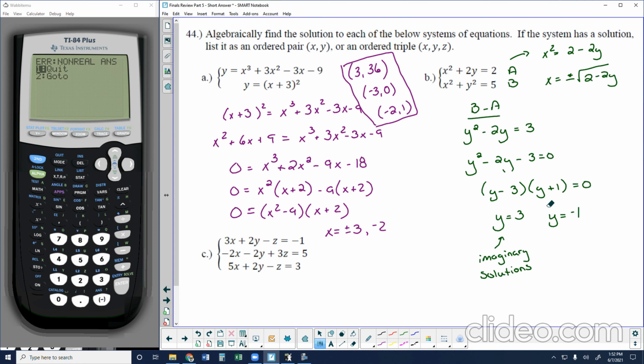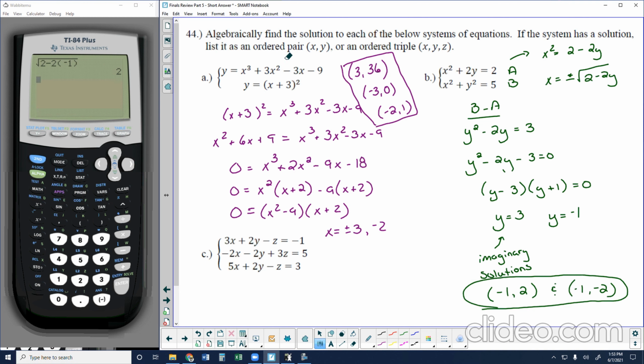And so I'm going to move on to y equals negative 1. So if I go ahead and go back to this equation, and now instead of 3, I substitute in a negative 1, I'm going to get plus or minus 2. Remember, there should be a plus or minus in front of the square root. So this would be negative 1, positive 2, and negative 1, negative 2. So if you were to graph these two, you would notice only two intersections. Yes, y equals 3 is a solution, but it's going to give us imaginary answers, and because we were looking for ordered pairs, we're only concerned with the real numbers.